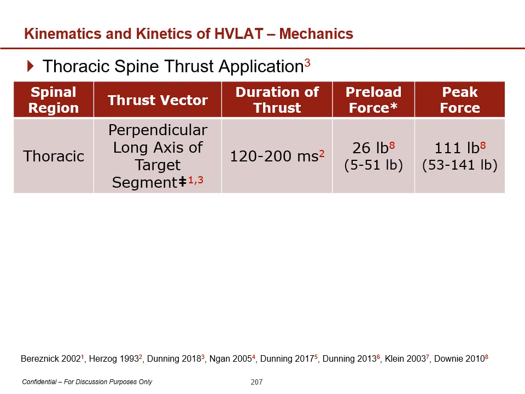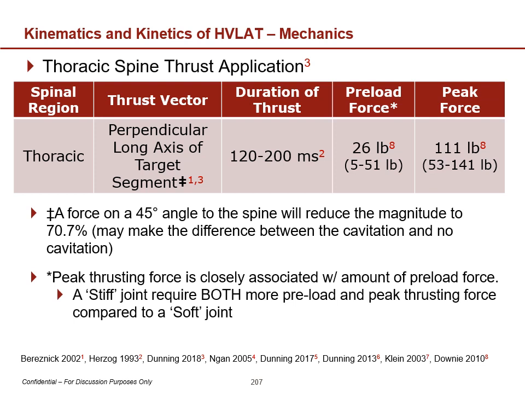The peak force is up to 111 pounds of force, but this again can vary anywhere between 53 and 141. A force at an angle of 45 degrees to the spine will reduce the magnitude of the force by up to 70%, and may make the difference between cavitation and no cavitation. Thus, that vector in relationship to the long axis of the target segment is critical.